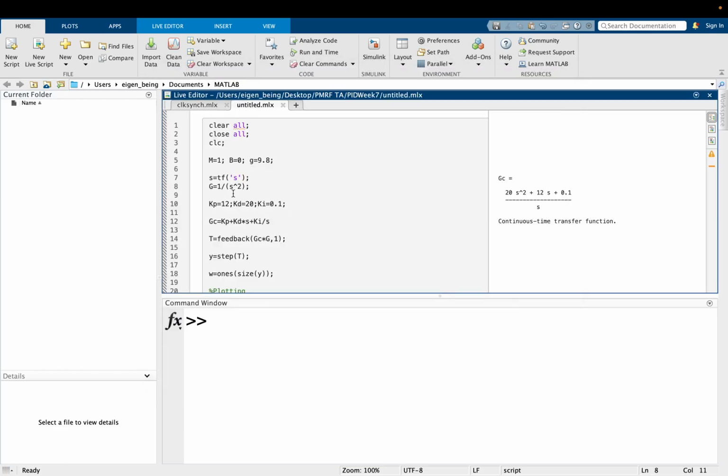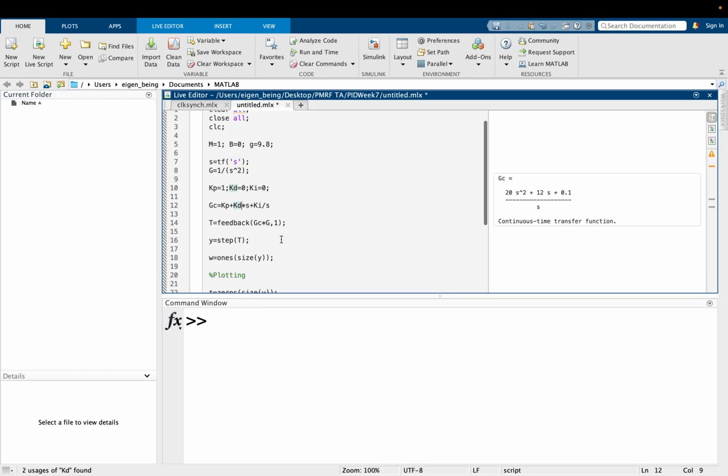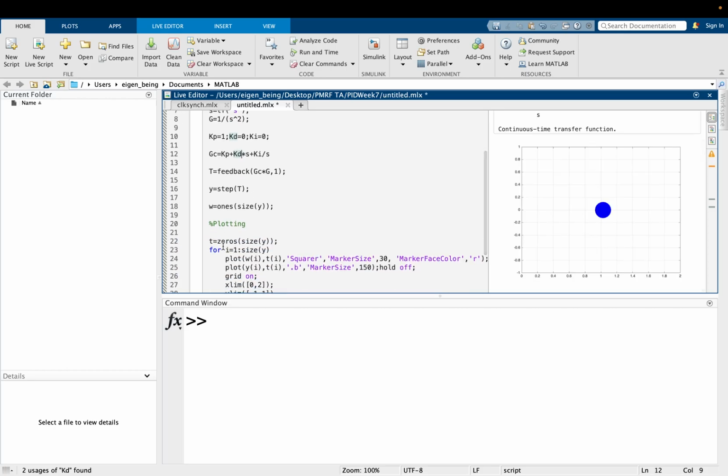Okay, anyways, so this is G. So I'll just show you what will happen if there's no controller. Kp is 1, everything else is 0. So Gc is Kp plus Kds plus Ki by s, the controller transfer function, and I am taking the closed loop transfer function. Gc into G is my forward path, 1 is the feedback. Okay, so I just gave a step input, and this is my plotting.